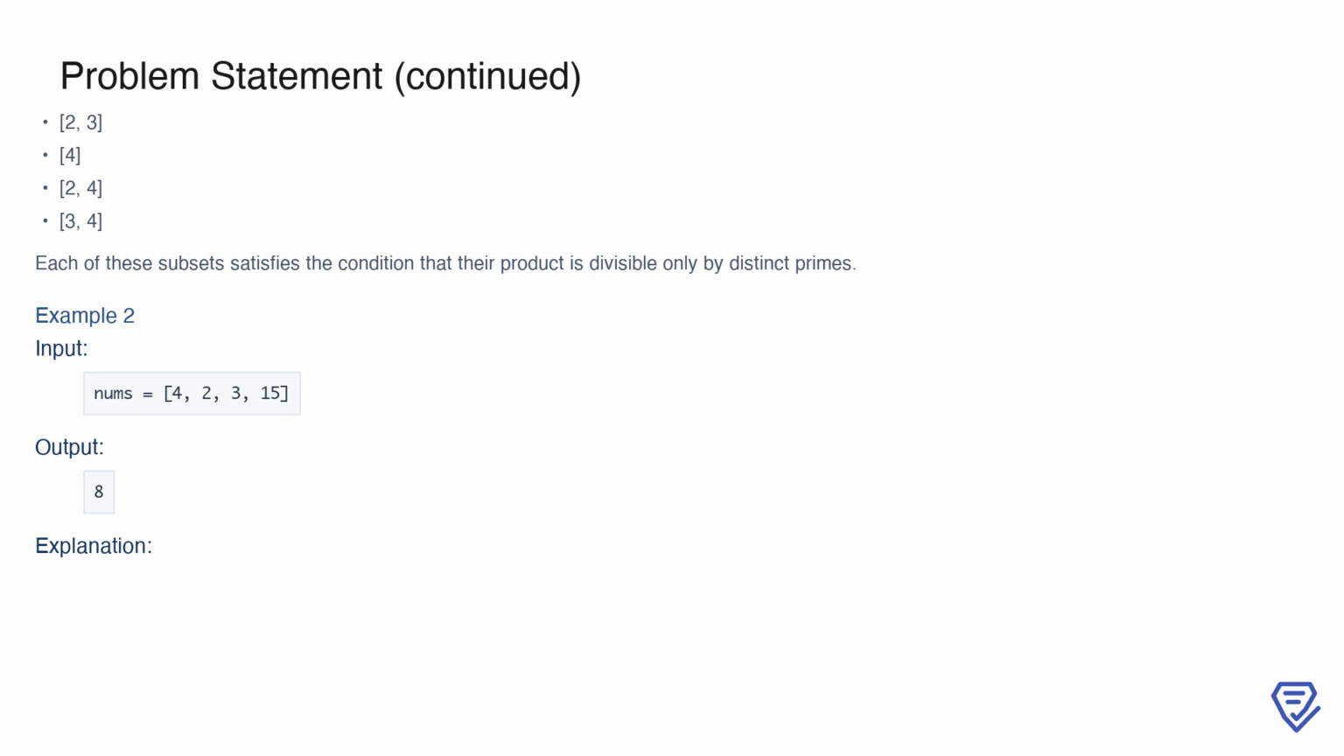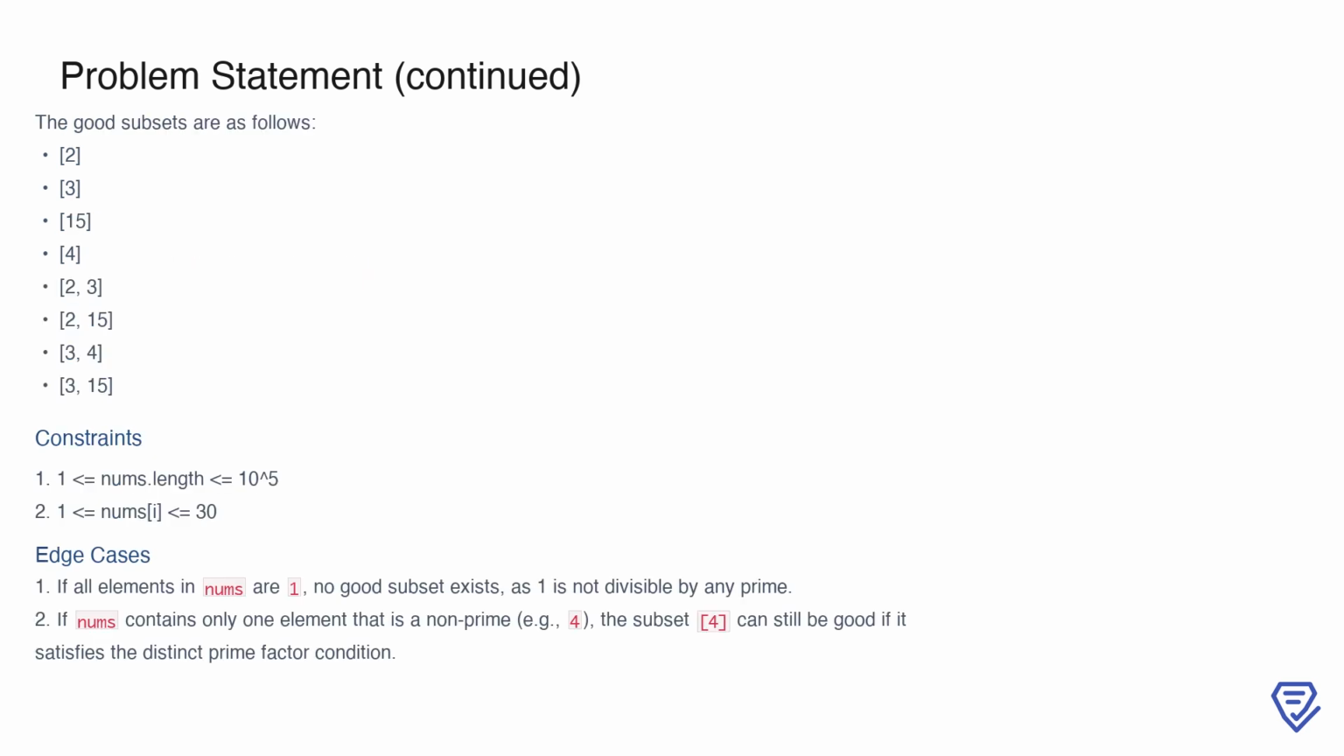The explanation illustrates how subsets can combine elements while maintaining the distinct prime factor requirement. Now, let's consider a different example with nums equals 4, 2, 3, 15. In this case, the output is 8 because there are 8 good subsets. Specifically, these subsets are 2, 3, 15, 4, 2, 3, 2, 15, 3, 4, and 3, 15.